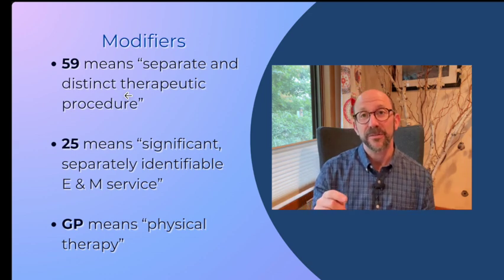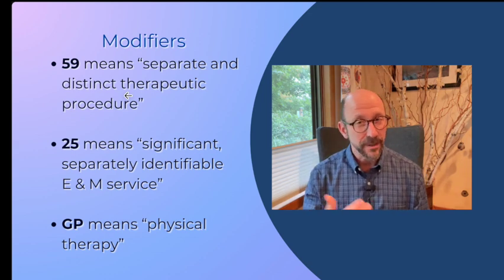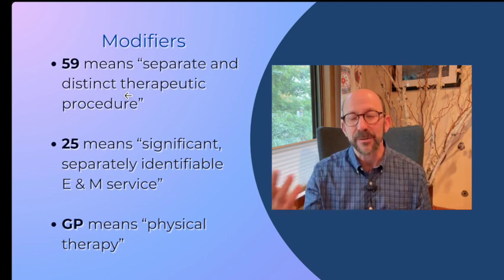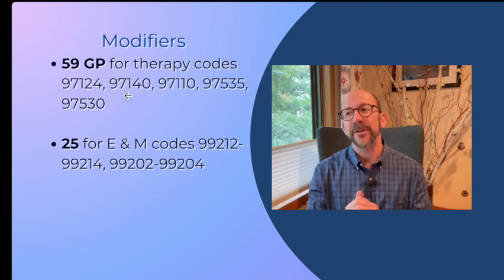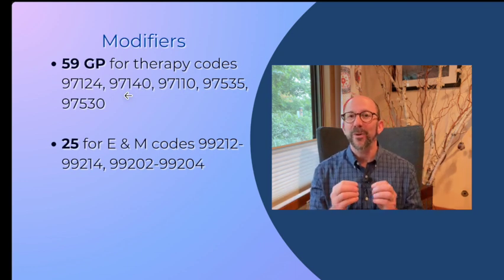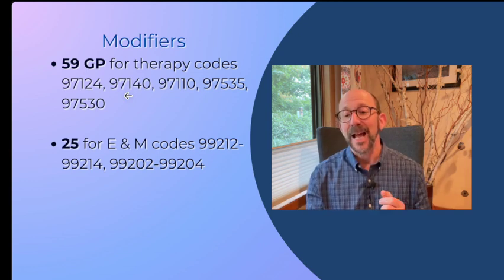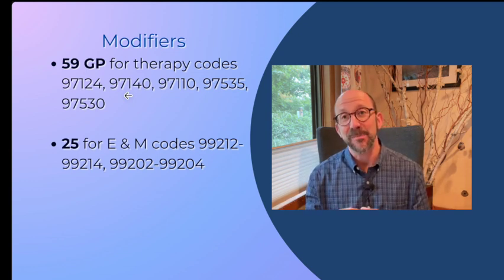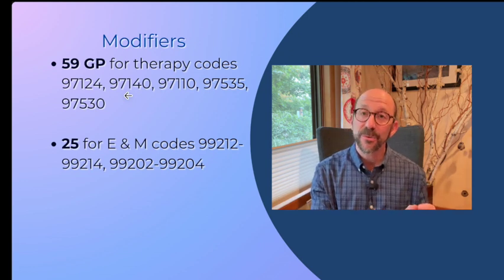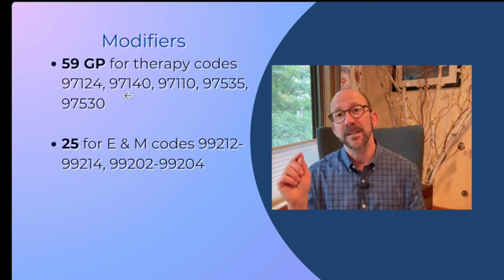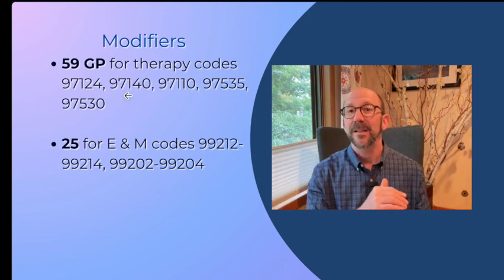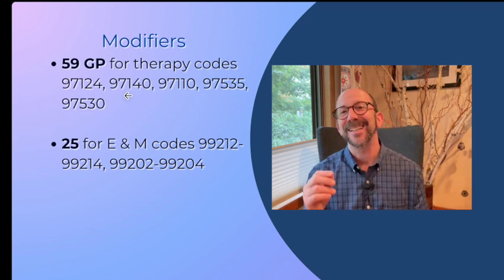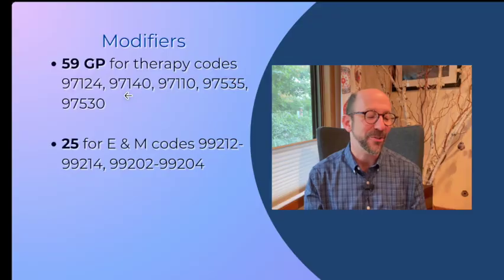The GP goes with the 59. It means physical therapy. I know we're not physical therapists, unless you're a physical therapist, but we're chiropractors. The 59 GP often go together. Some insurance carriers won't accept it without the GP. I don't know of any that will bounce it back if the GP is there. So all your 97140-59 GP, all your 97124-59 GP, 97110 exercise therapy, 59GP, and so on. So let's look at a sample claim and what this looks like.